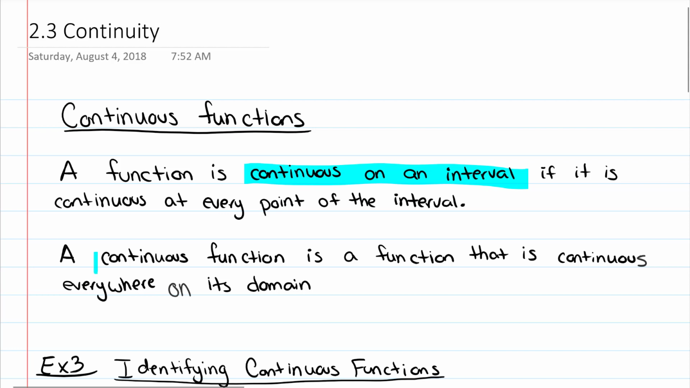So a continuous function is a function that is continuous everywhere on its domain. And so again, this is where it becomes important to recognize what the domain is, because some functions might appear discontinuous, however, they're continuous on their domain.